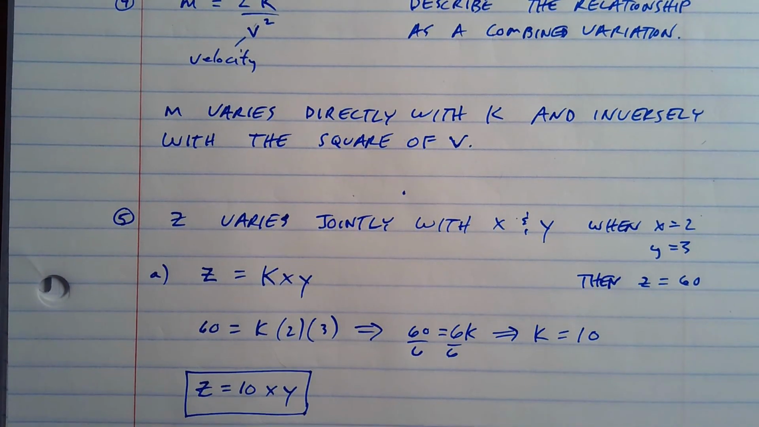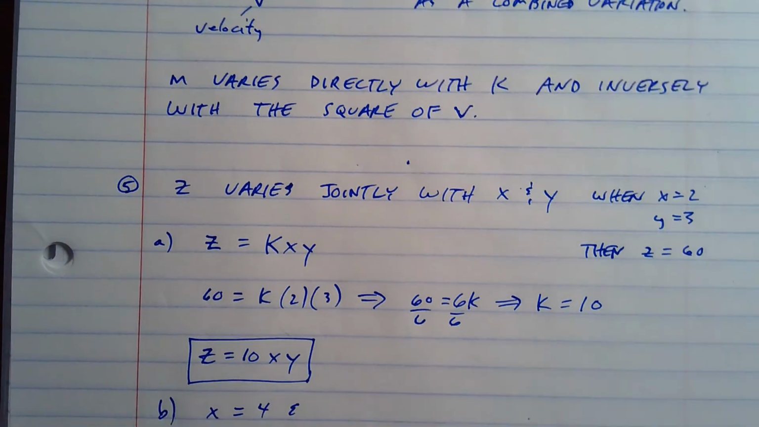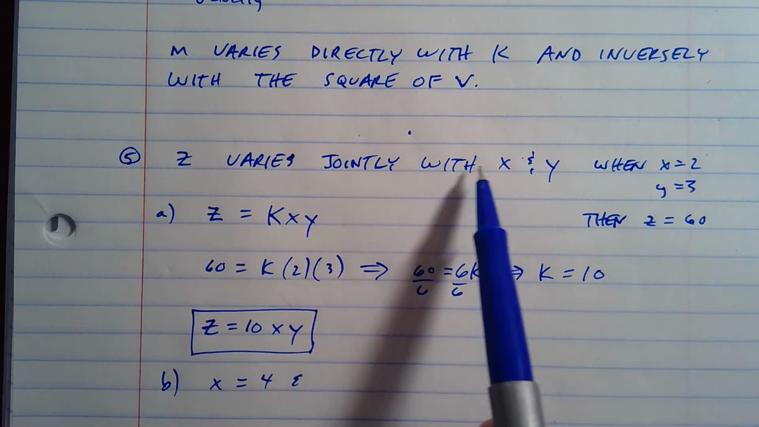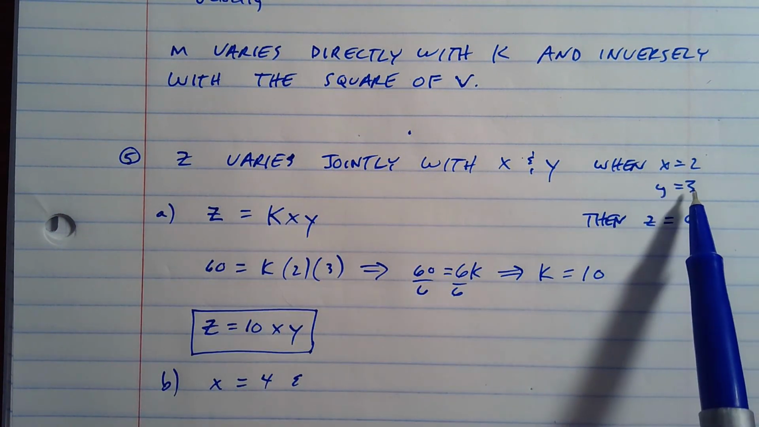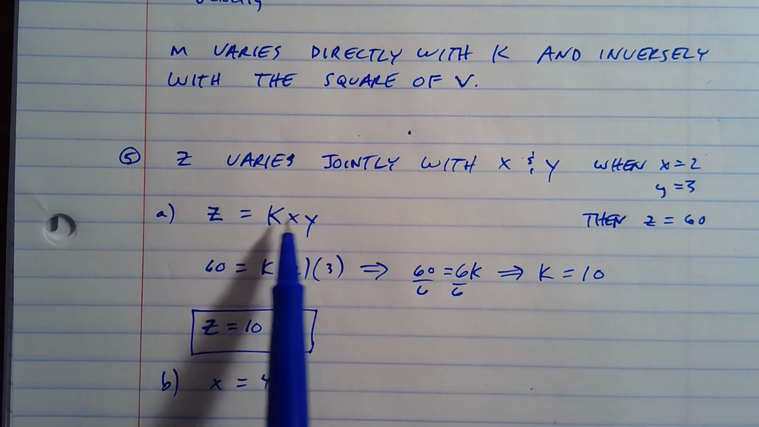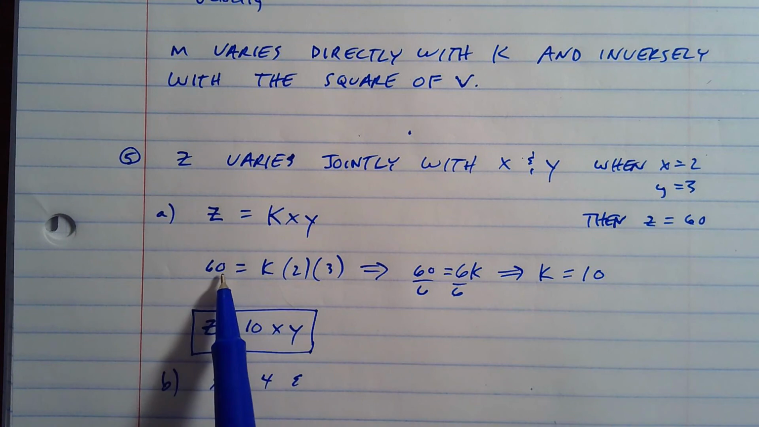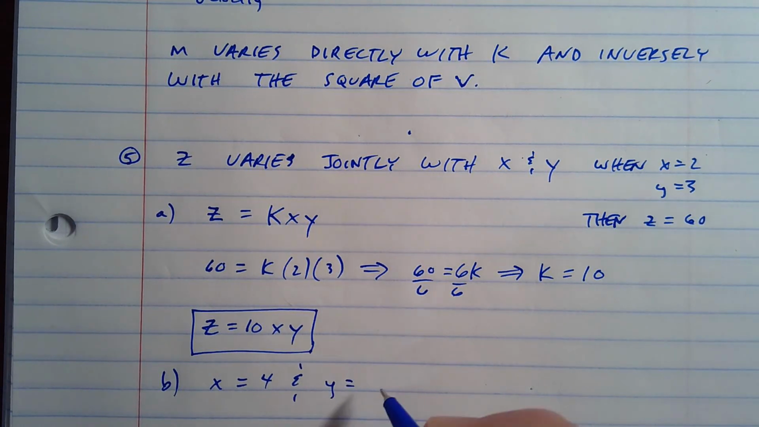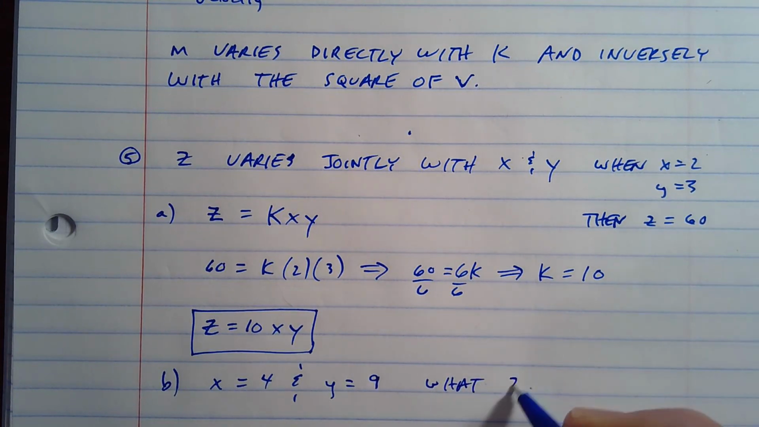Well, I'm not going to go back and retape this, so I'll just quickly go over this again. So z varies jointly with x and y. X equals 2, y equals 3, z equals 60. Then I wrote my equation. I think you could see that part. And then I put my numbers in and figured out k was 10. And then now they're asking, well, what if 4 and 9 were the values of x and y? Then what does z equal?